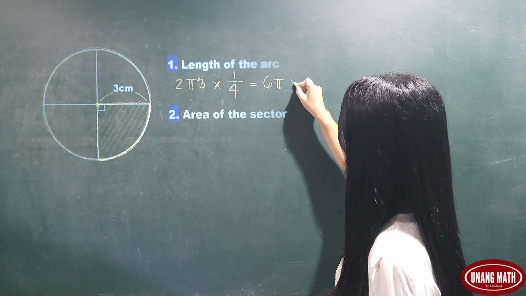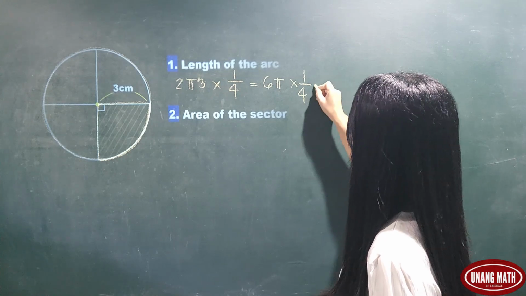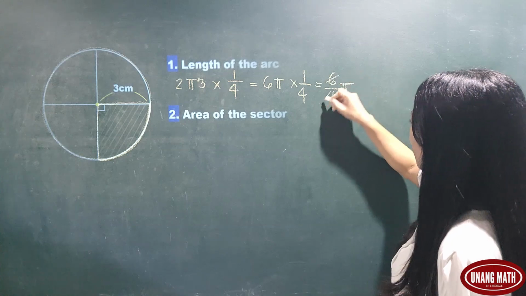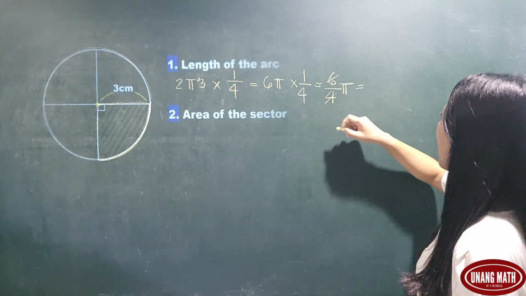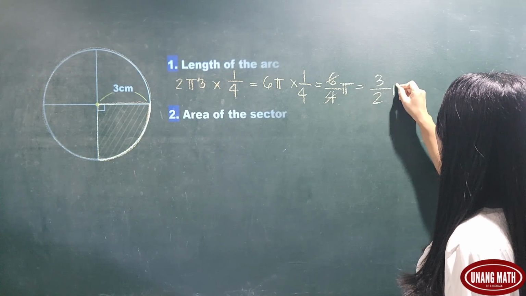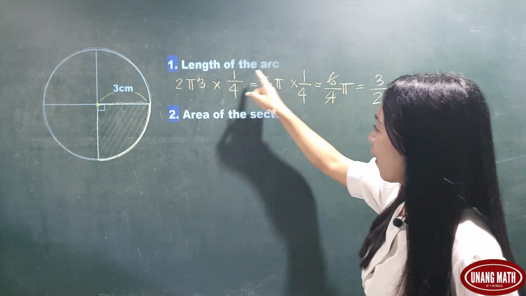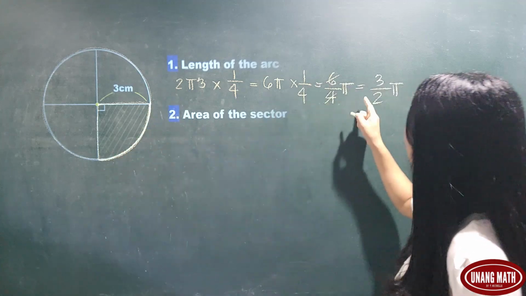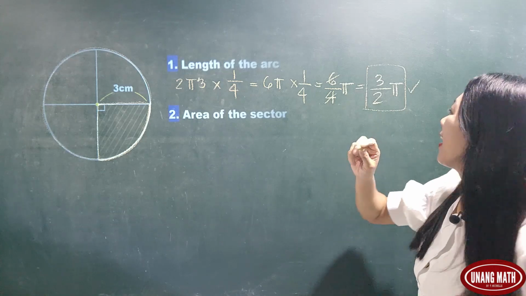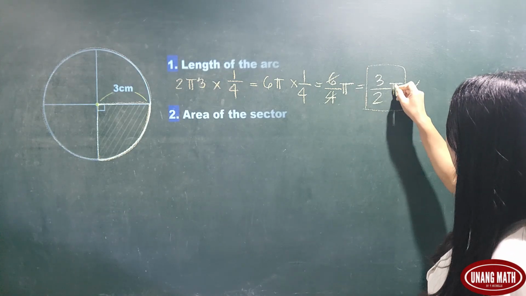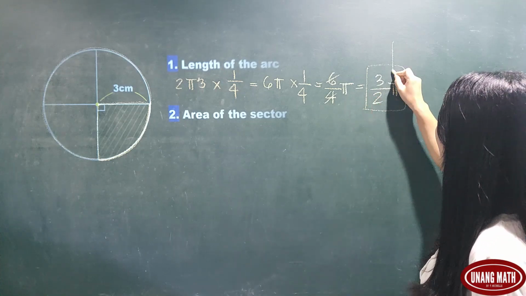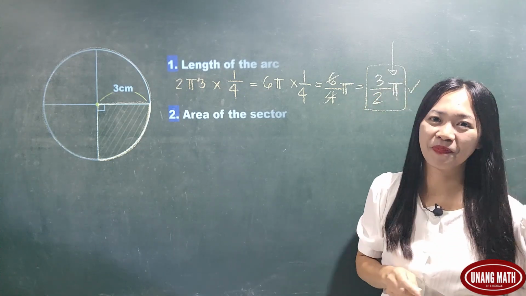So 6 pi times 1 over 4, this is 6 over 4 pi, or if we simplify, then this is 3 over 2 pi. So the length of this arc is 3 over 2 pi. Again, pi is not given, so we will just write the symbol pi here. But if pi is given, then we have to substitute.